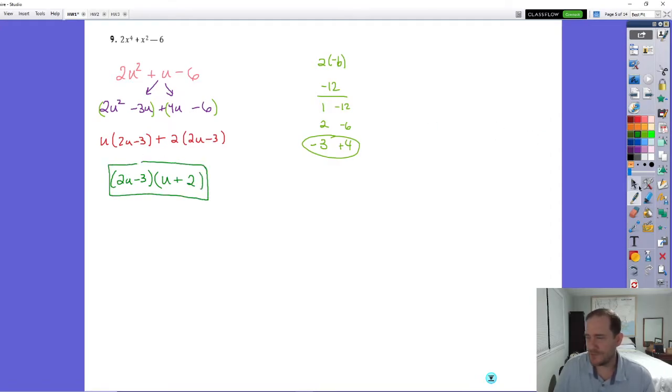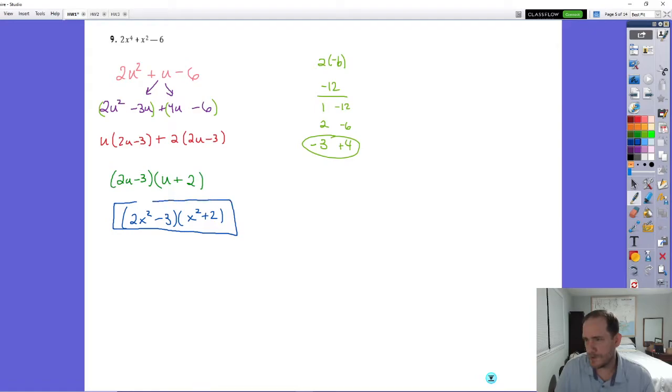Oh, super psych, that is surely not my final factored form, because we let u equal x squared. So actually, my final form should be 2x squared minus 3 and x squared plus 2. That's it. If you guys like that method, go ahead, by all means, keep doing it.